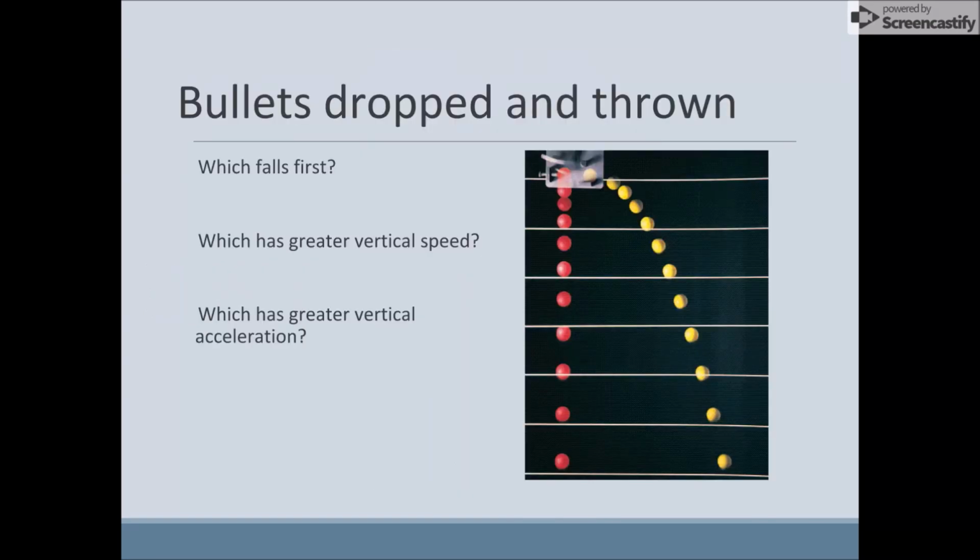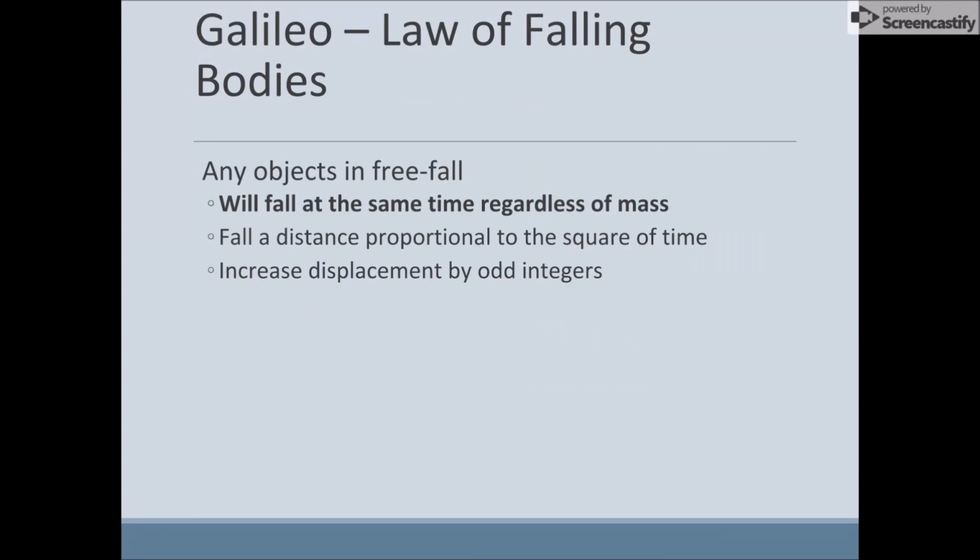If we were to drop a bullet at the same time we were to fire a gun, which one would hit the ground first? It actually turns out that they would hit the ground at the same time and with the same vertical speed, and that's because they both have the same vertical acceleration. We can tell from the picture that two objects, one with some horizontal velocity and one with zero horizontal velocity, do in fact fall at the same rate.